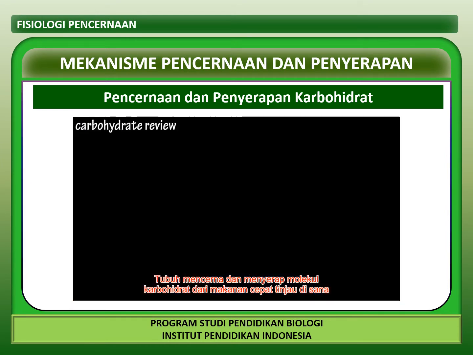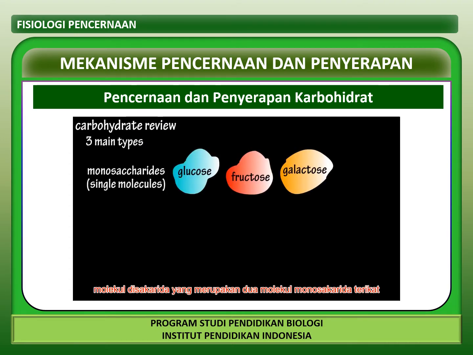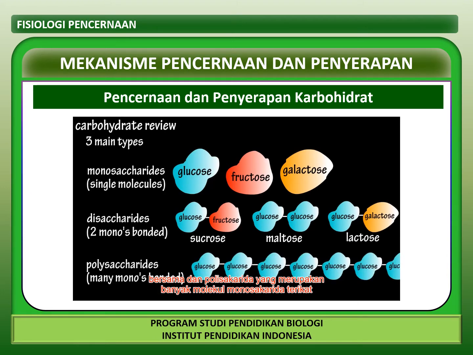A quick review. There are three main types of carbohydrates. Monosaccharides, which are single molecules, disaccharides, which are two monosaccharide molecules bonded together, and polysaccharides, which are many monosaccharide molecules bonded together. And some shorter strands of polysaccharides are often called oligosaccharides.